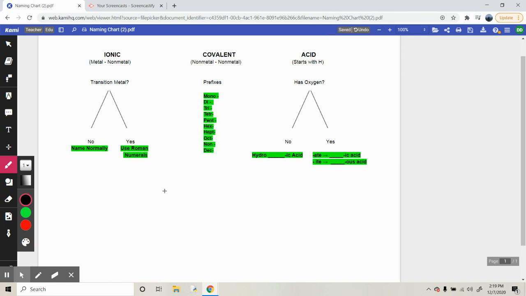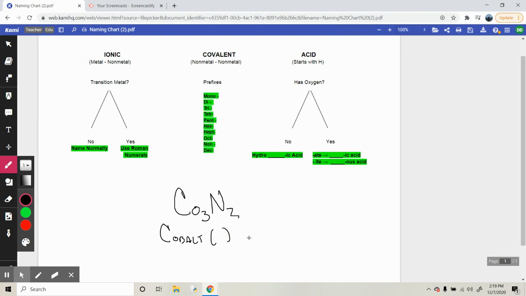Let's see what you think about Co3N2. Okay, Co3N2. I look at this, no H. Co is cobalt. It is a metal. So it's got to be ionic. Cobalt is not just a metal, it is a transition metal as well. It's right in the middle there. So it's going to be cobalt.